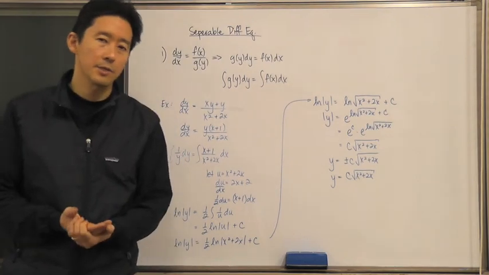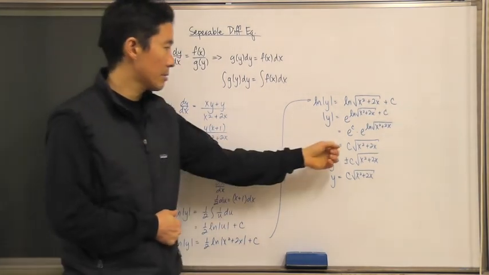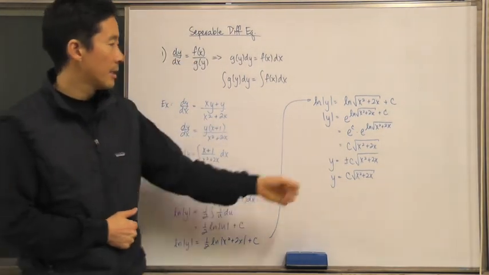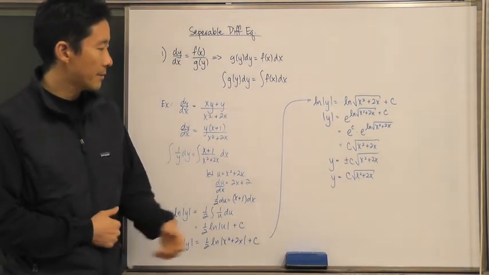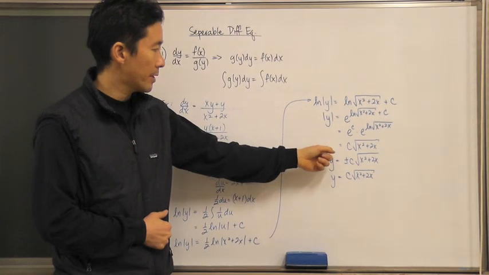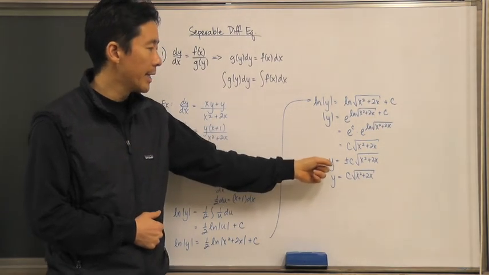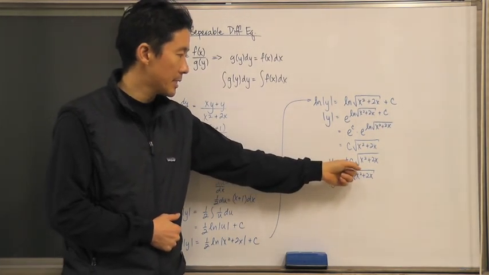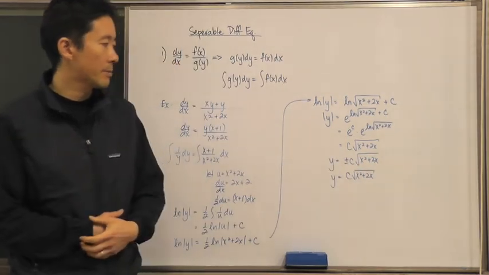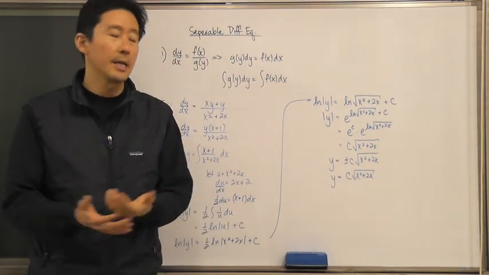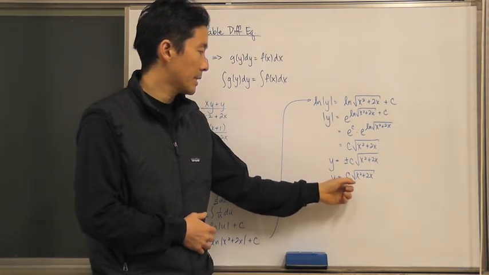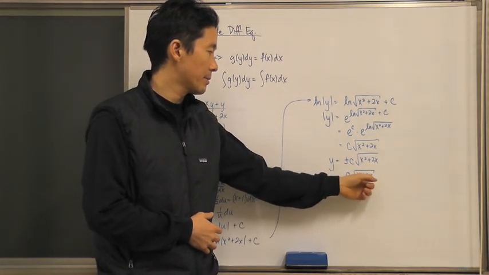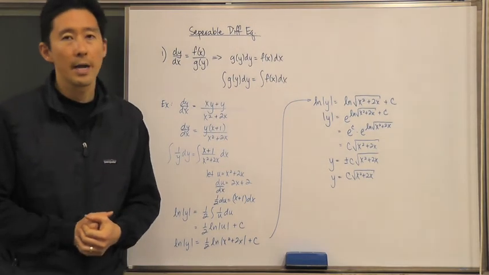Now e to the c is just going to be a constant, so I'm going to call that c again, and then this is just going to be the square root of x squared plus 2x. Now this is equal to the absolute value of y, so if I want to solve for y, I'm going to have plus or minus c times the square root of x squared plus 2x. But again, we know that c is just a constant, so I can absorb that and just call it c. c times the square root of x squared plus 2x is equal to y.